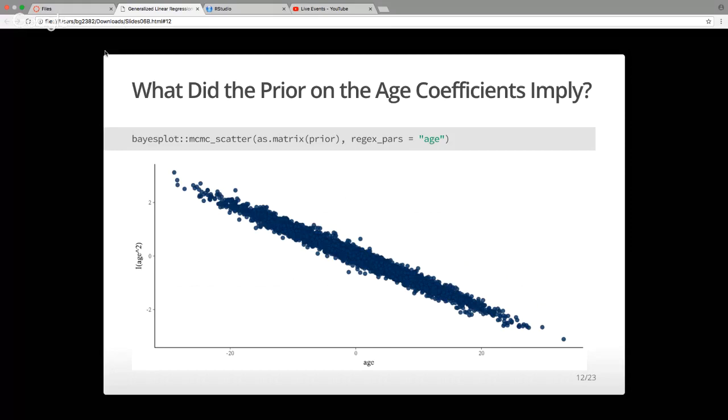So for any of this, you can figure out what your prior beliefs look like and what they imply, whether you're using the defaults or your own choices.